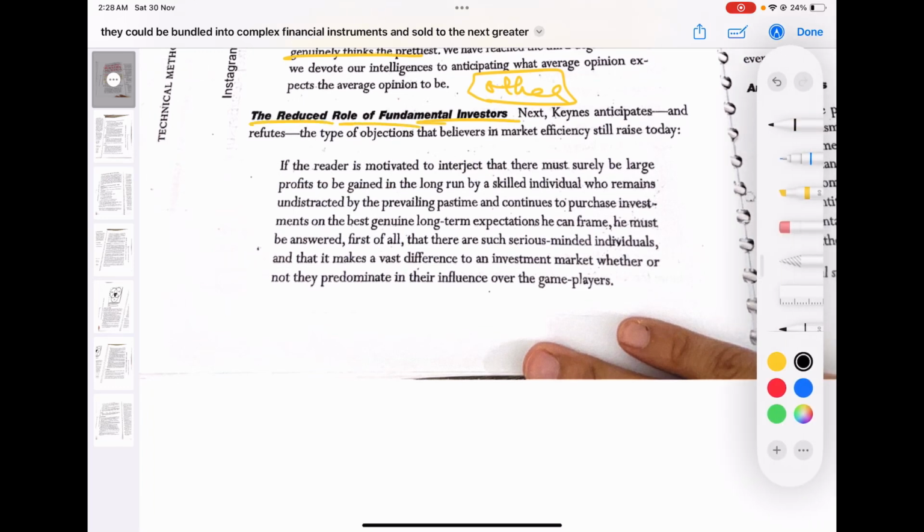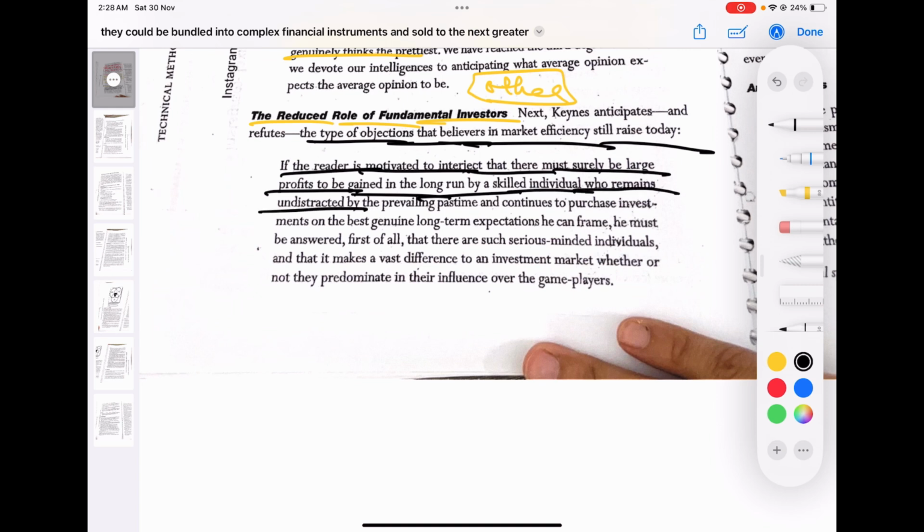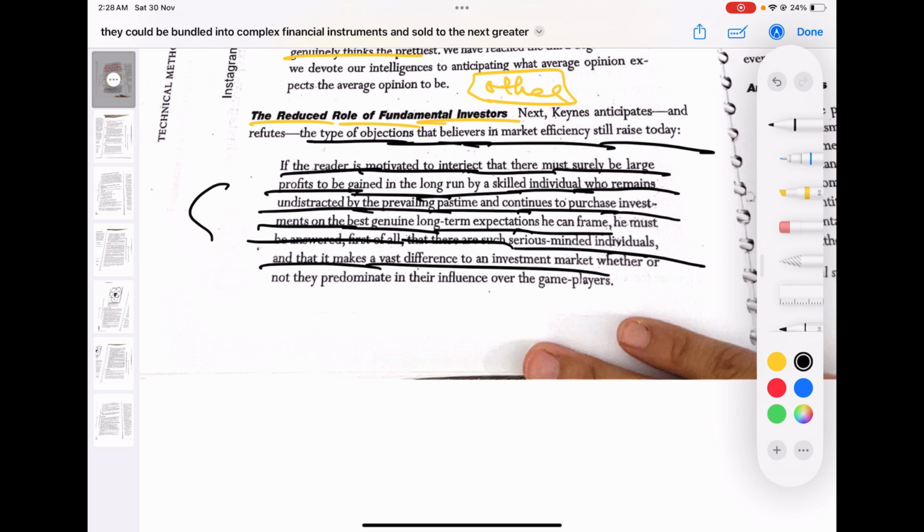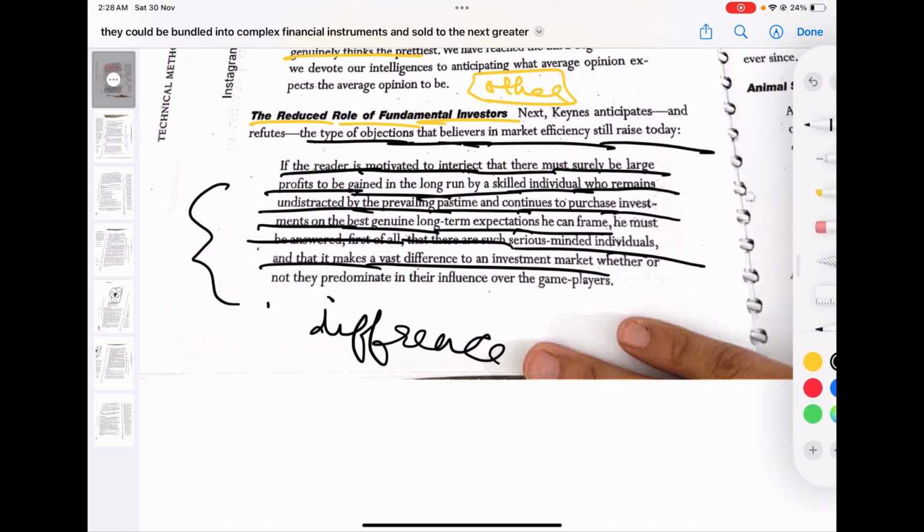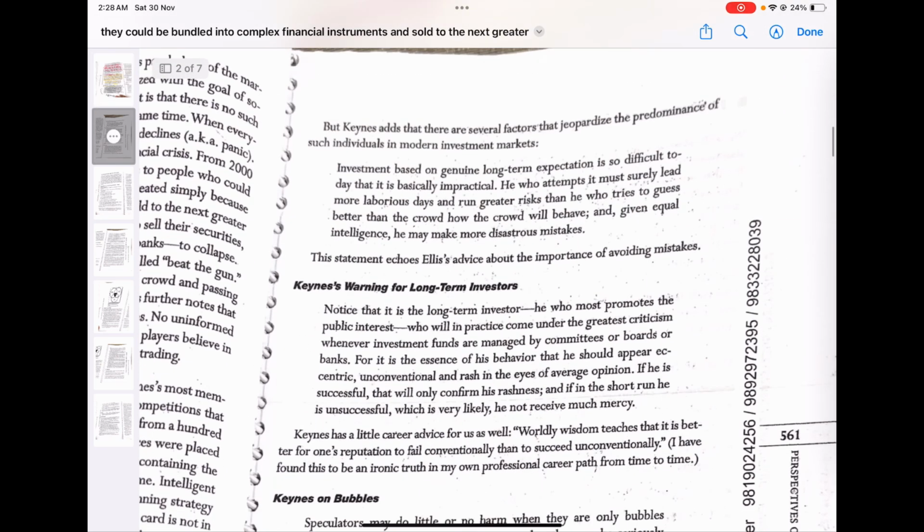Next, Keynes anticipates and refutes the type of objections that the efficient market hypothesis raises. If the reader is motivated to interject that there must surely be large profits to be gained in the long run by a skilled individual who remains undistracted by the prevailing pastime and continues to purchase investments on the best genuine long-term expectations, he must be answered first of all that there are such serious-minded individuals and there is some sort of a difference in the game. So that is something you need to keep in mind.